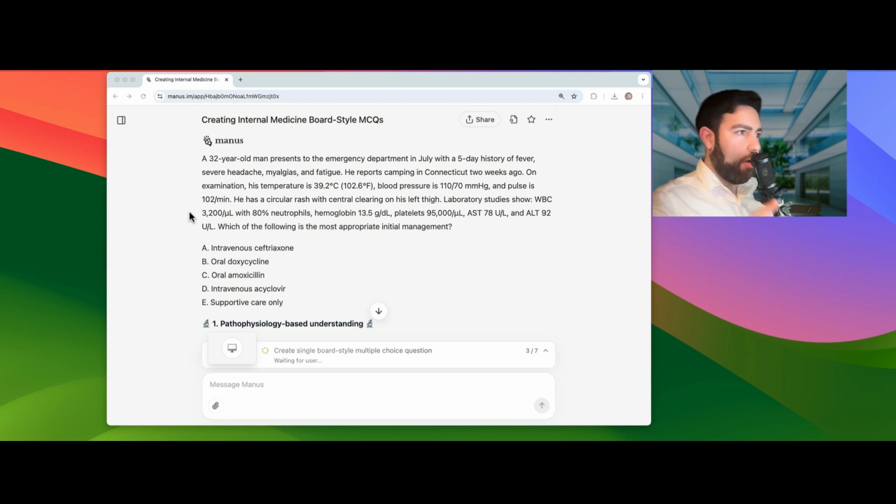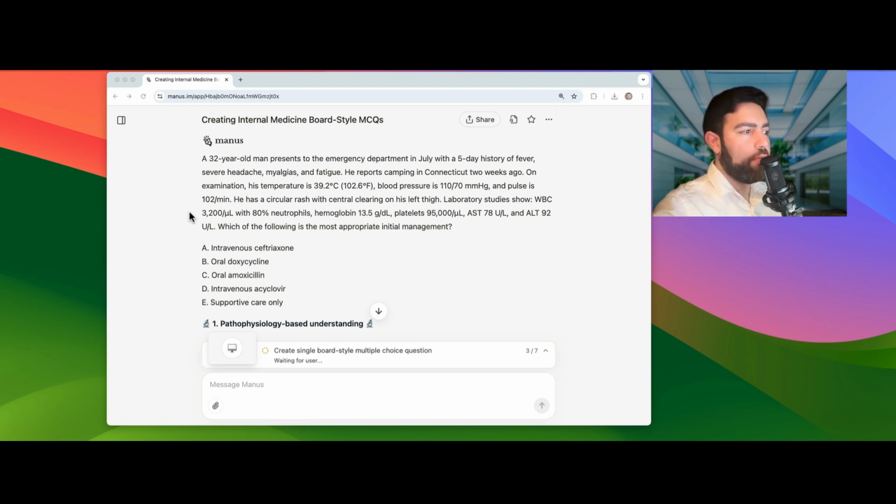Okay, so all the way till here, the details are important, right? You've got July, you've got Connecticut, and you've got a central clearing rash. So you should have a preliminary diagnosis of what you're thinking about. Lab studies show WBC 30.2 with 80% neutrophils, hemoglobin of 13.5, platelets 95,000, mildly elevated AST and ALT at 78 and 92 respectively. Which of the following is the most appropriate initial management? Go ahead and pause the video right here, pick your answer, and we're going to go over the options.